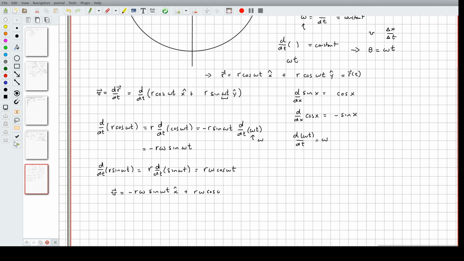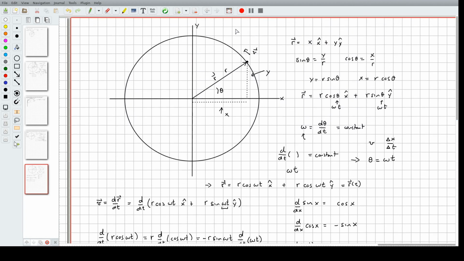y hat. There we go. So take a look at what this means. The direction that we have here for r is just the first quadrant right here, positive x, positive y. This is minus x, positive y, which means that if we were to go up here and look, minus x, positive y gives you a velocity that's in this direction. It's tangential, like I had said.